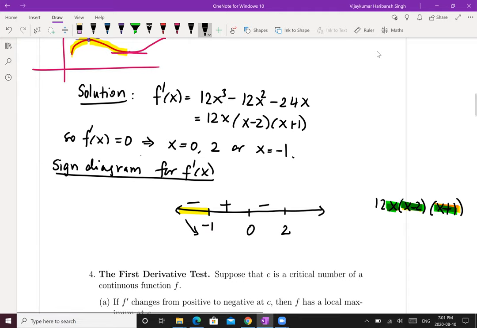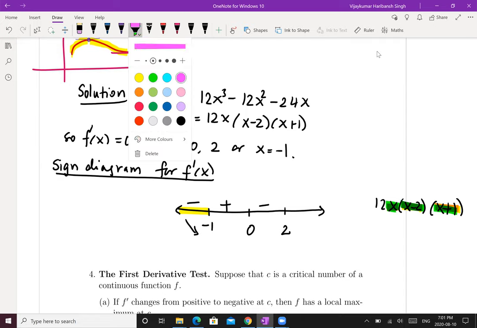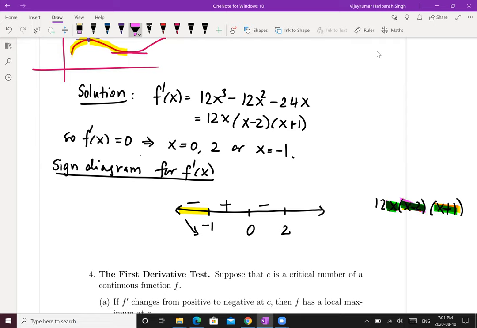Similarly, let's look at the point after 2, say 3. 3 will keep this positive, and this positive, and this positive. So we get positive here. So the function is decreasing, increasing here, decreasing here, increasing here. Let me write that in words.